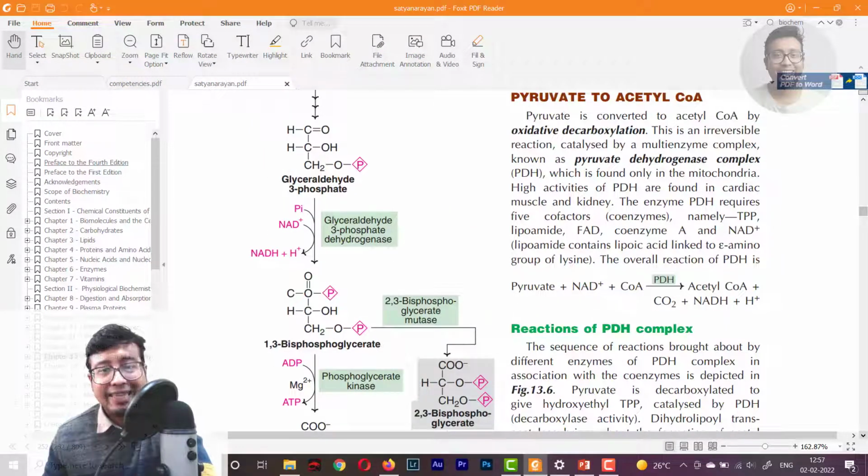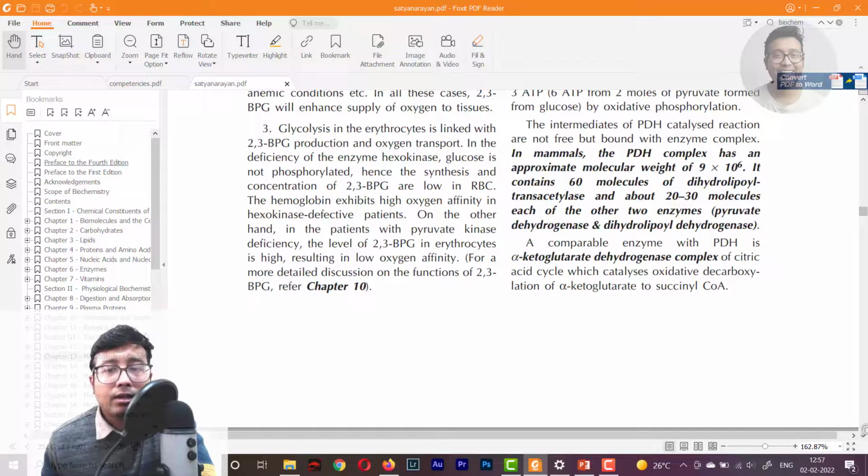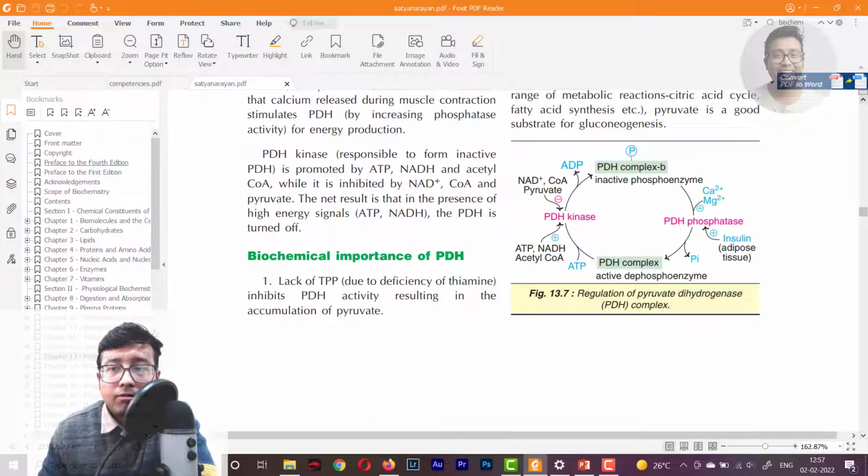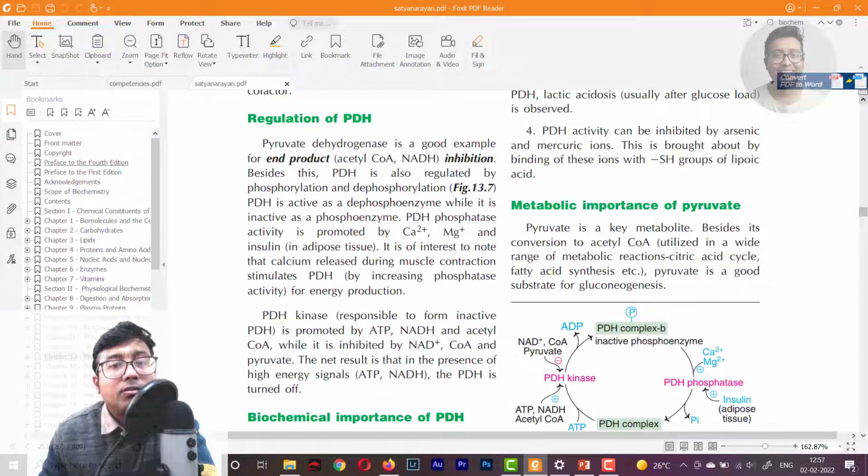So the next big question that is coming your way is the pyruvate conversion. Glycolysis leads to conversion of glucose to pyruvic acid or pyruvate. And the next important reaction is the TCA cycle. The TCA cycle starts with acetyl coenzyme A. So there is a reaction which links the two, that is known as the link reaction. The link reaction is also known as pyruvate dehydrogenase complex reaction or PDH reaction.